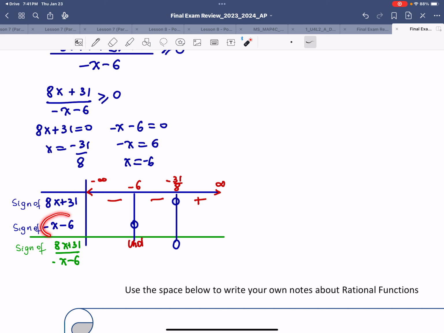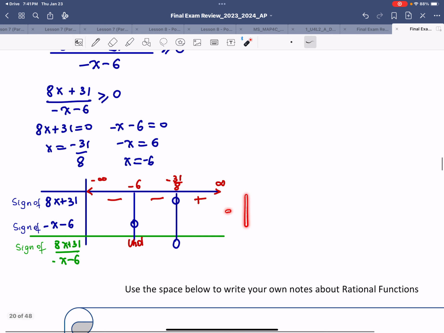Now, when we look at -x minus 6, remember this is a linear expression, and as you can see, x has a negative coefficient, which means that if you were to graph it as a line, this would be a line that goes down, which means that prior to hitting the 0, the y values on the line would be positive, and after that they will be negative.